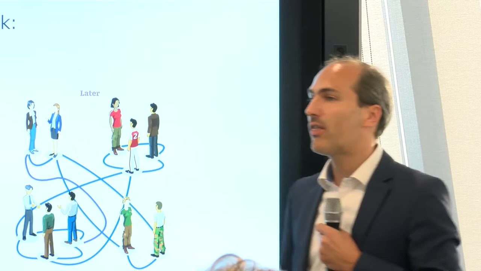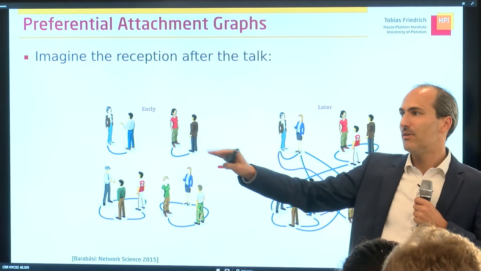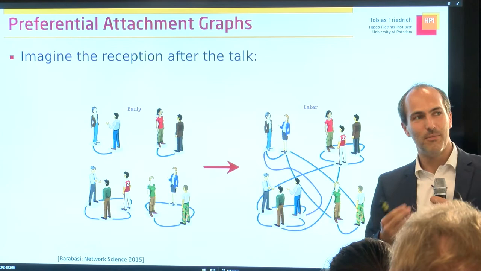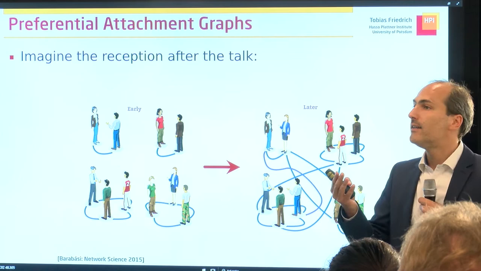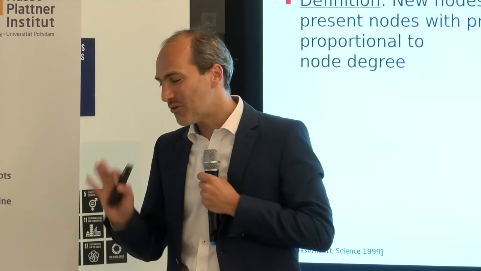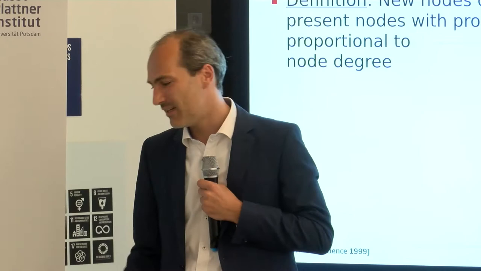And it's very simple. This is why I like to explain this model, because imagine how things work after the talk or before the talk. At the beginning, there's people standing around as singletons, just talking to themselves, watching out of the window. And later, well, they cluster together. Maybe the alcohol helps. But how do they cluster? Well, depending on popularity. If I see there is someone very popular, I might be more likely to join that group. So you connect proportionally to the degree of the people who are already present. You're more likely to connect to the popular guys than to the less popular guys. And this is what you observe in real life.